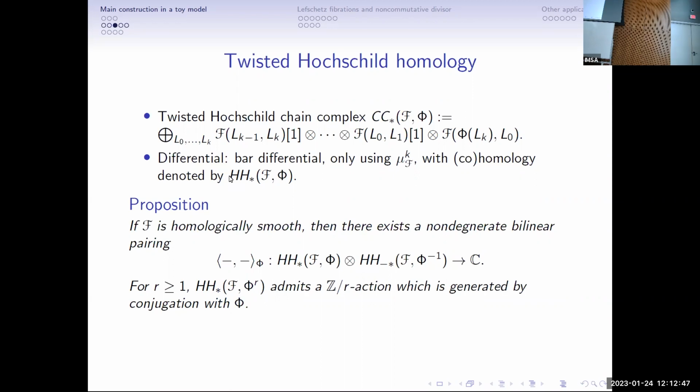Okay, so here's a statement about some algebraic structures that exist on twisted Hochschild homology. And let me say that this pairing generalizes the pairing defined by Shklyarov for the case where phi equals identity.